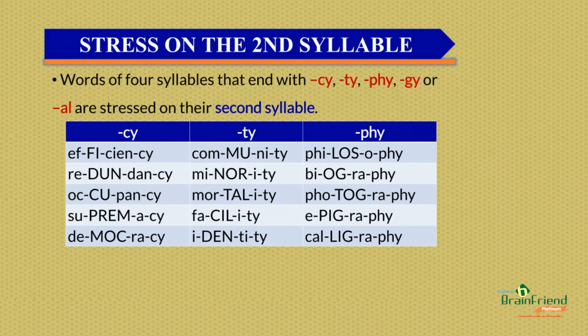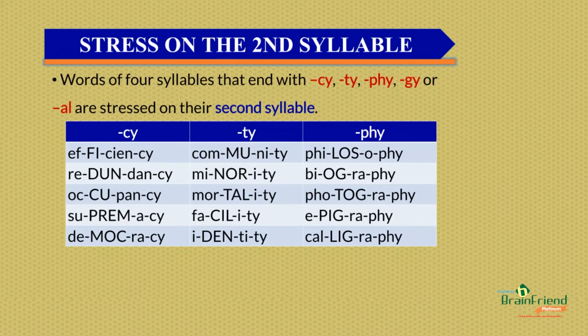Now you may be wondering, don't we have rules for words of 4 syllables stressed on their first syllable? No, we don't. But we can see that in the second and the third syllables. Now let's take a look at the rule that we have for 4-syllable words stressed on the second syllable.